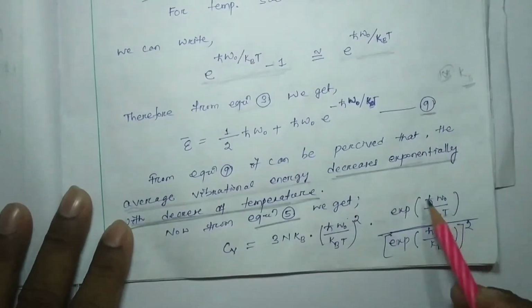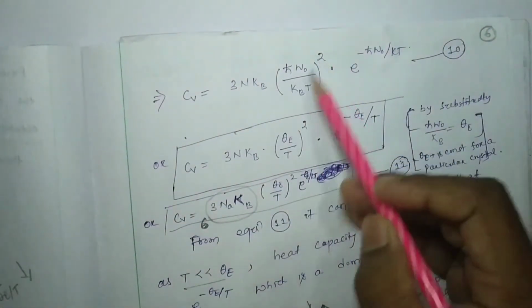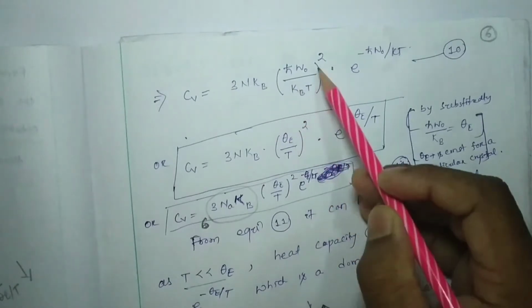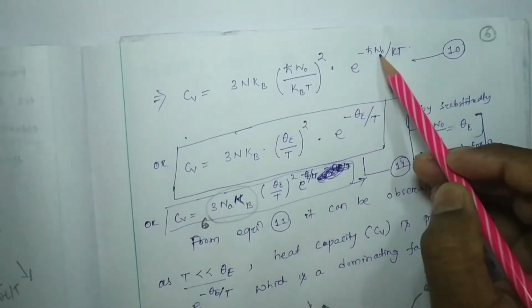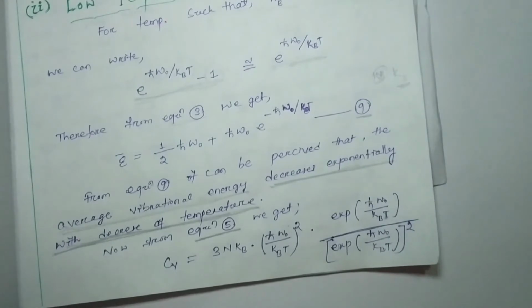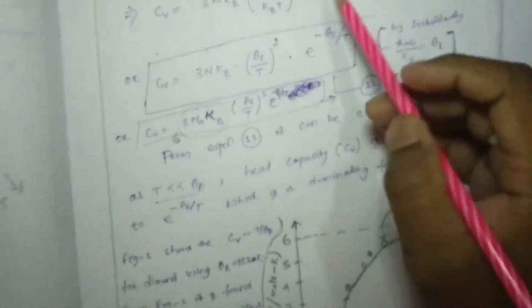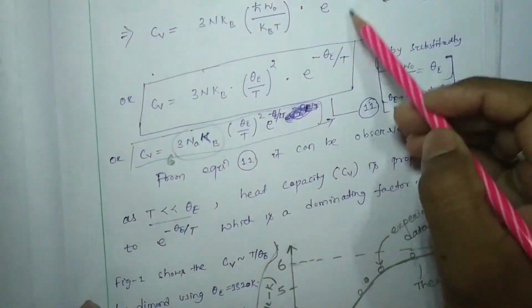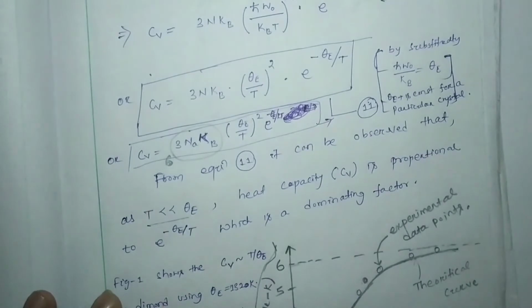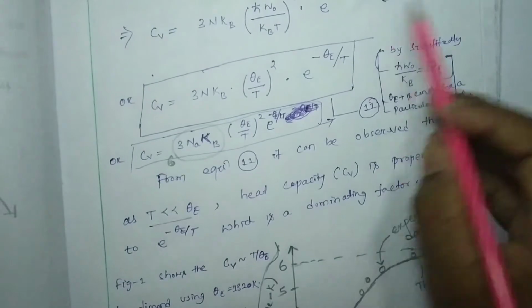So this one term can be cancelled out, and we are going to get Cv equal to 3n KB into H cross omega 0 by KBT square into e to the power minus H cross omega 0 by KBT. Because after cancelling, one term will remain at the denominator, so it will be written as minus H cross omega 0 by KBT. Always write it as KBT. Let it be equation number 10.